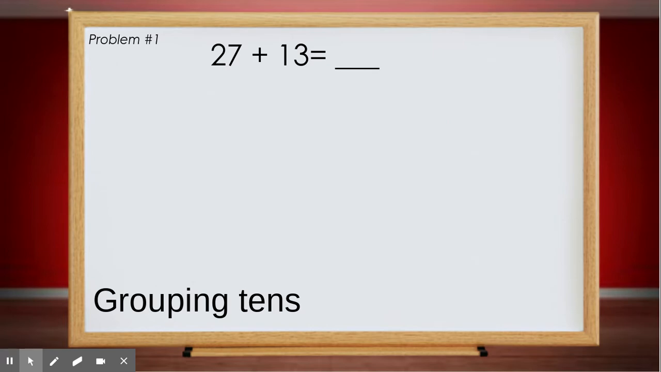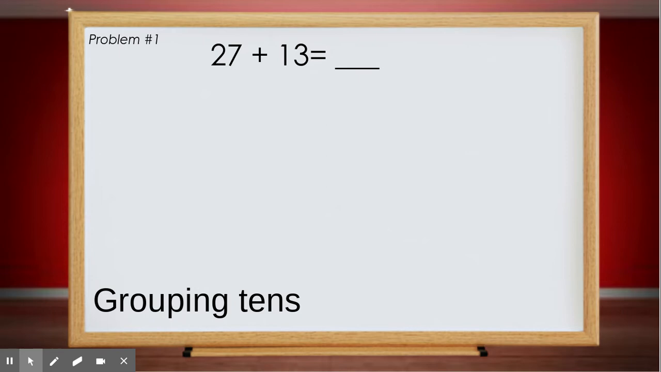Today's lesson is going to show you how both of these strategies look and how we can help our students decide which of those two strategies is easier for them to use. Now let's look at this one. 27 plus 13 equals blank.